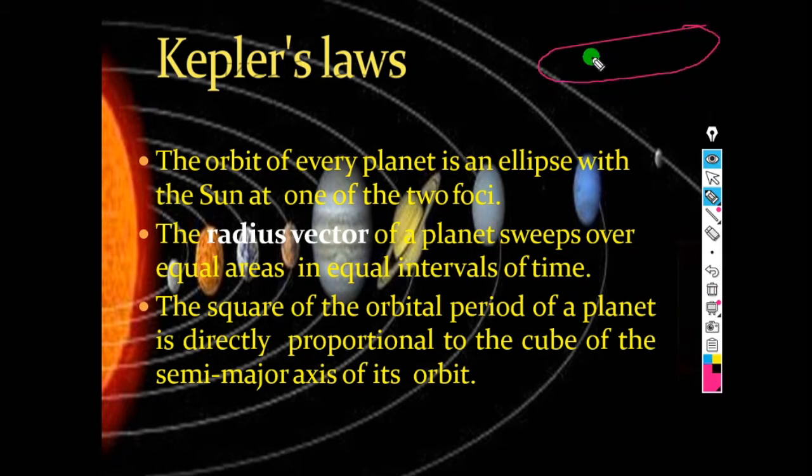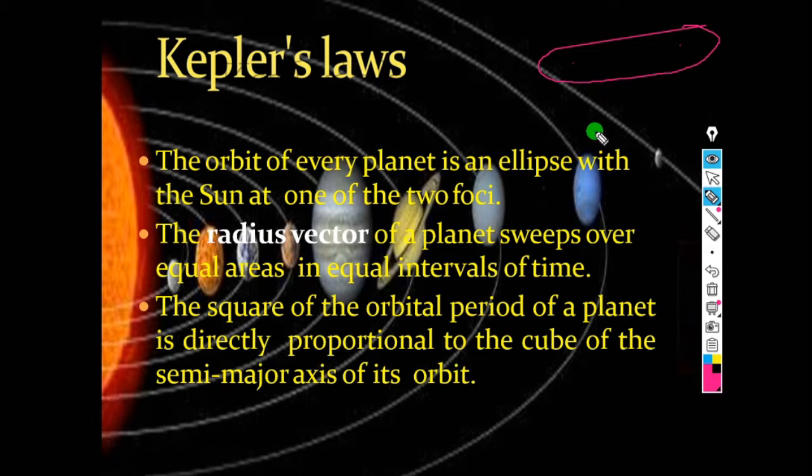So let us say this is the ellipse. These are the two foci. According to Kepler's first law, the orbit of every planet is an ellipse, and the sun is at one of its foci, either at this point or at this point, not at the center. The second law says the radius vector of a planet sweeps over equal areas in equal intervals of time.